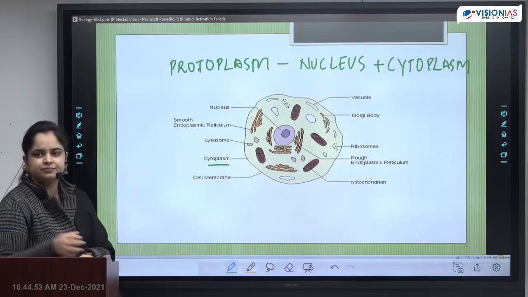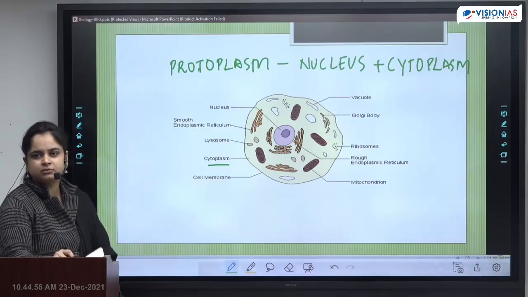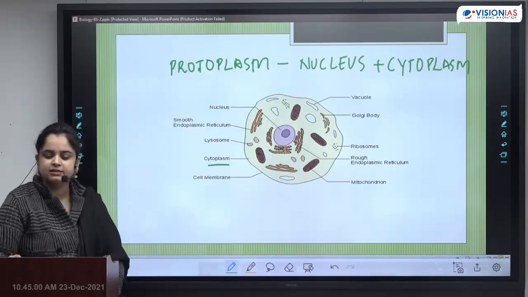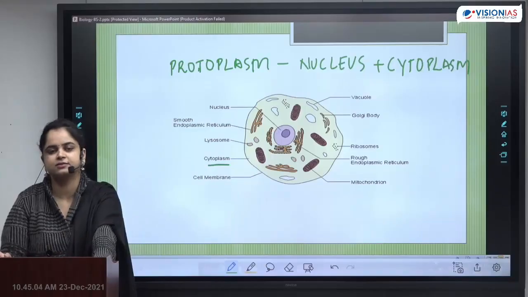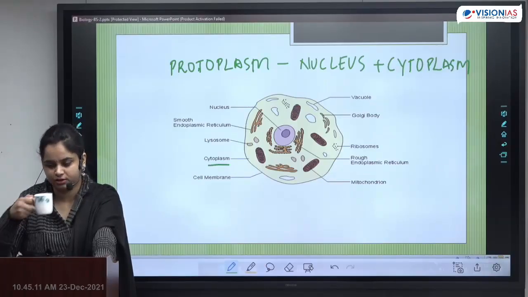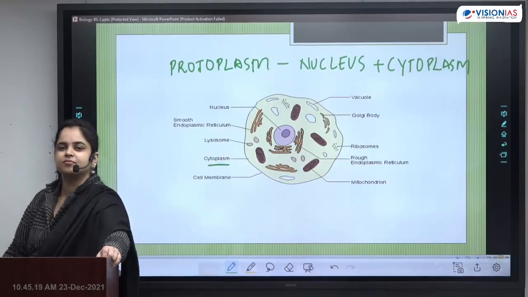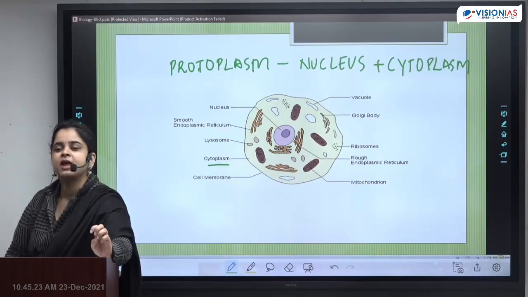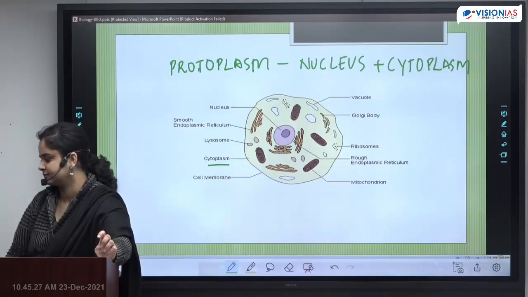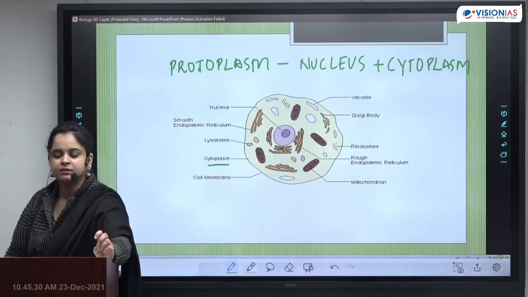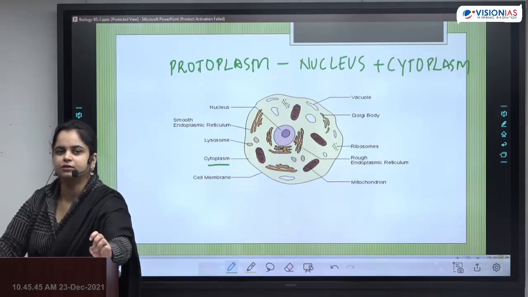Then cytoplasm. It contains all the components of the cell enclosed within the cell membrane, other than the nucleus.